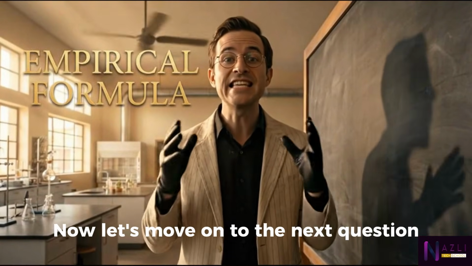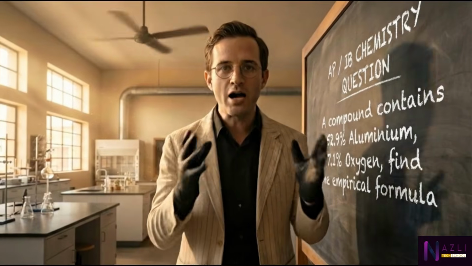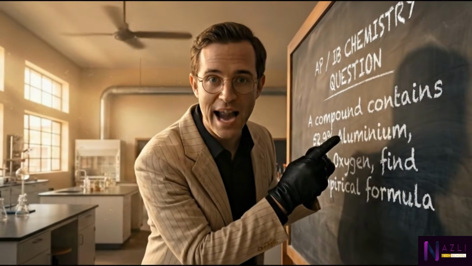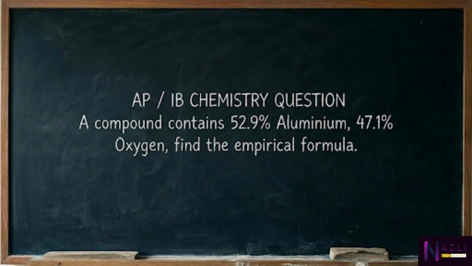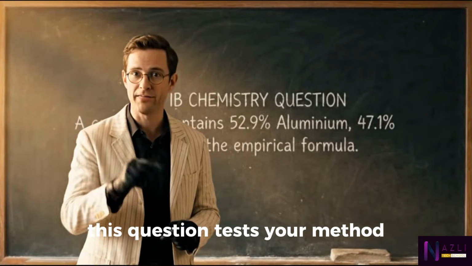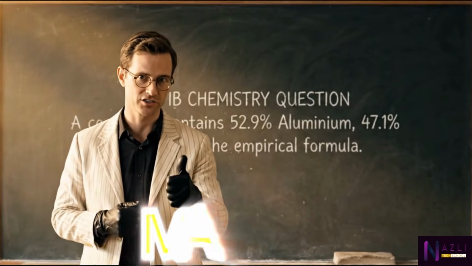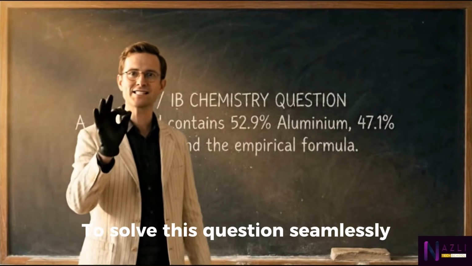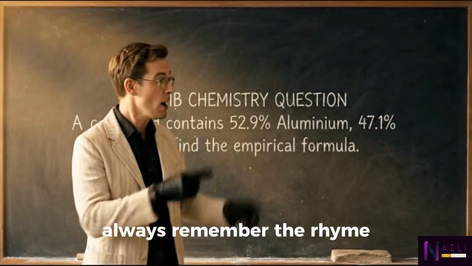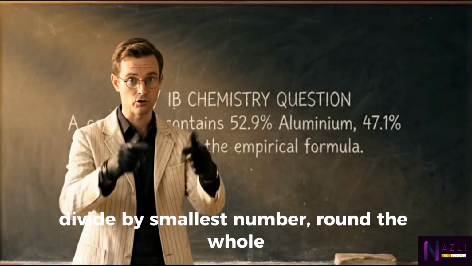Now let's move on to the next question from the AP and IB curriculums. A compound contains 52.9% aluminium, 47.1% oxygen. Find the empirical formula. In AP and IB, this question tests your method, not your memory. What do we always convert percentage into first? Correct. To solve this question seamlessly, always remember the rhyme. Percent to mass, mass to mole, divide by smallest number, round to whole.